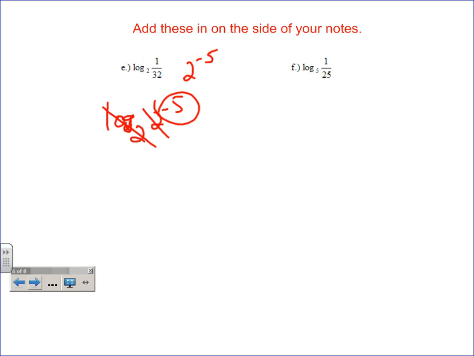Okay, so try letter F right now on your own. Log base 5 of 1 over 25. All right, so I told you not to mess with that 5 that was already there, so we're trying to make another 5, basically, if we can, right? That'd be nice. And we can. We make it 5 to the negative 2.